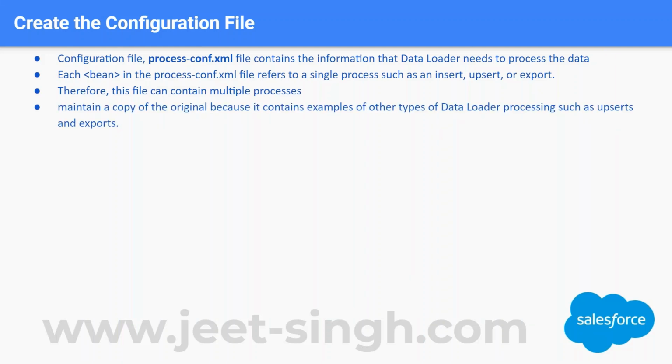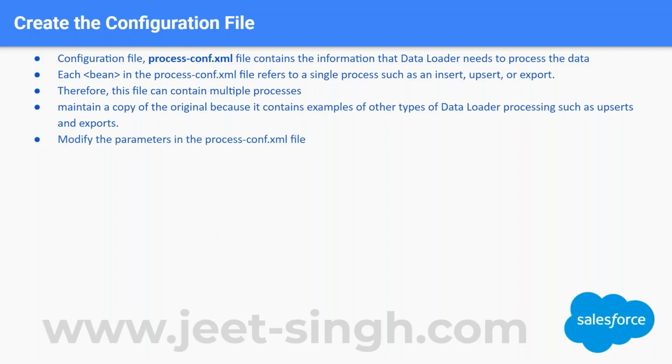Maintain a copy of the original because it contains examples of other types of data loader processing, such as upserts and exports. So you should maintain the original copy because it has sample structure of all the operations, like upsert operation or an export operation and all. For everything there is this thing defined.